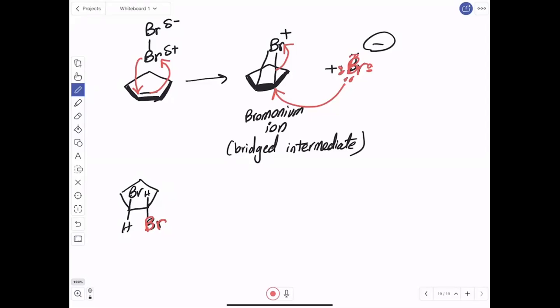The next reaction is halohydrin formation. Do you remember what's the reagent for halohydrin formation? Write it down. Halohydrin. Halo for halogen, hydrin for OH.